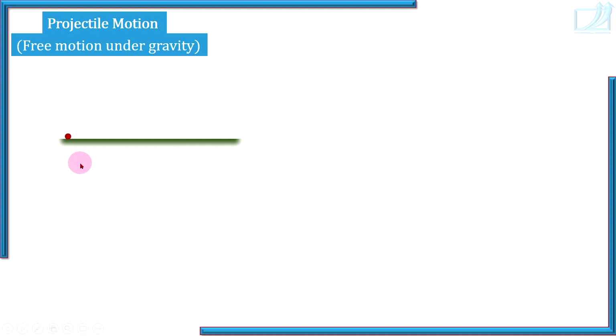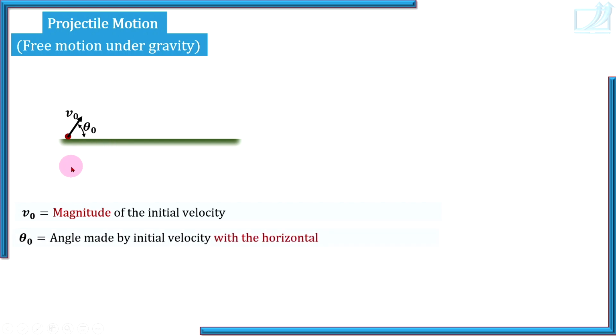Hello, we'll study projectile motion. Here I have shown a level ground. A ball is thrown with initial velocity v0. So what is v0 here in the diagram? It is the magnitude of the initial velocity. Theta 0 is the angle made by the initial velocity with the horizontal.